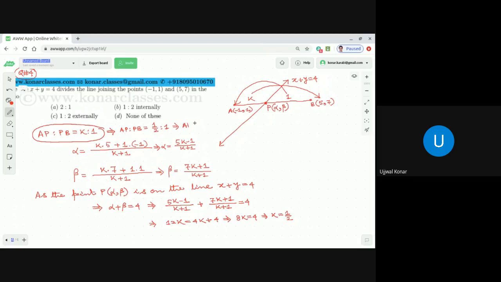Based on the questions, what we can say is that AP to PB is equal to 1 is to 2, and that is internally. Correct or not? Dear students, so we find that the required ratio is 1 is to 2, and that is internally. I hope you understood it very clearly, dear students. Any difficulty, anyone, please do let me know.